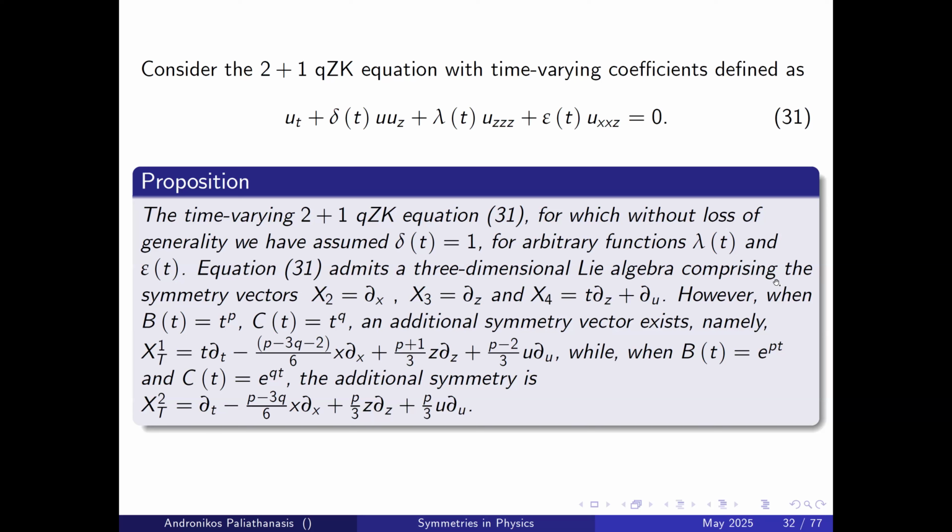For arbitrary functions lambda and eta(t), equation 31 admits a 3-dimensional Lie algebra comprising the symmetry vectors x1, x2, x4. However, when b(t) and c(t) are parallel, there exists an additional symmetry, while when b(t) is exponential and c(t) is exponential, the additional symmetry is this one. So this is an additional symmetry, but it has a different algebra from the vector fields before.